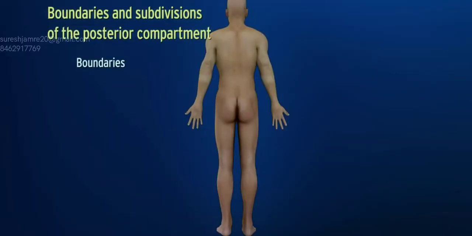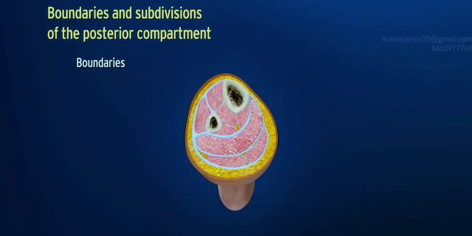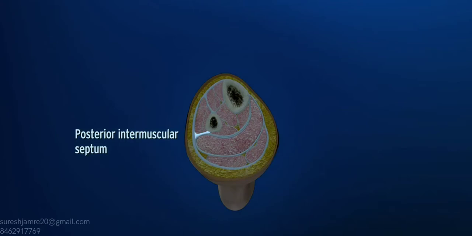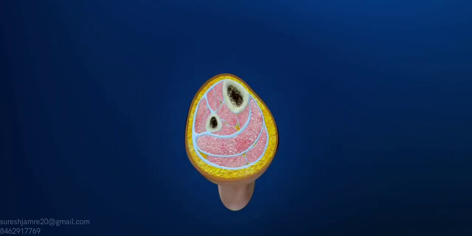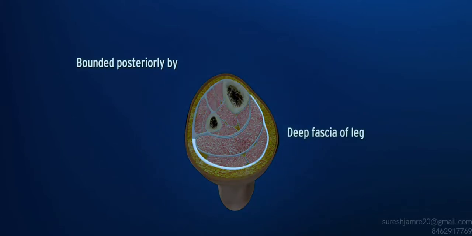Boundaries. Posterior compartment of leg is bounded anteriorly by tibia, interosseous membrane, fibula, posterior intermuscular septum. Posterior compartment of leg is bounded posteriorly by deep fascia of leg.